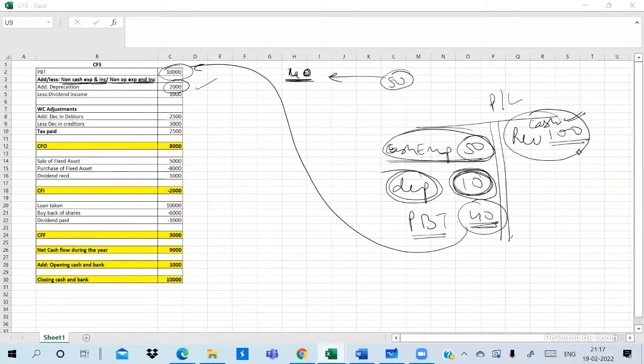Can we move to non-operating income, which is the dividend income that I've said? Okay, fine. Let's look at dividend income. Dividend income is a non-operating income. It's not from your day-to-day operations.